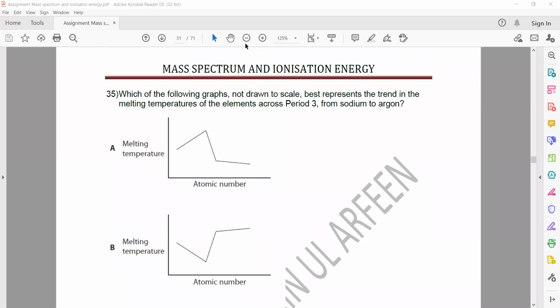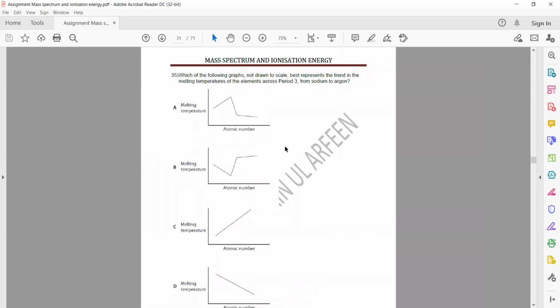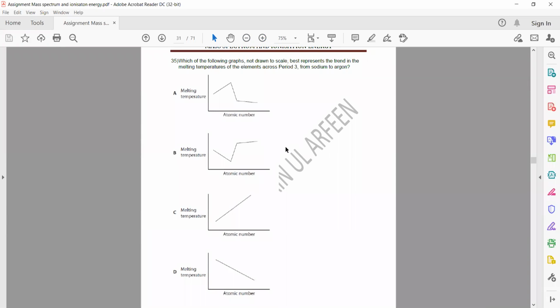In question 35, which of the following graphs, not drawn to scale, best represents the trend in melting point? So for the first four groups it increases and then it decreases. So for 35, A is the right answer.